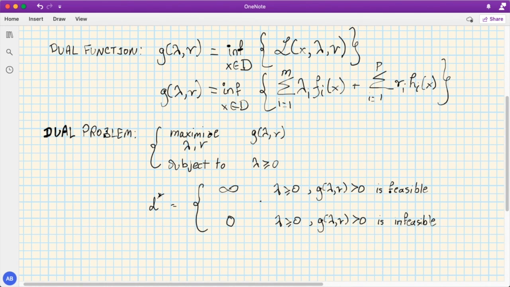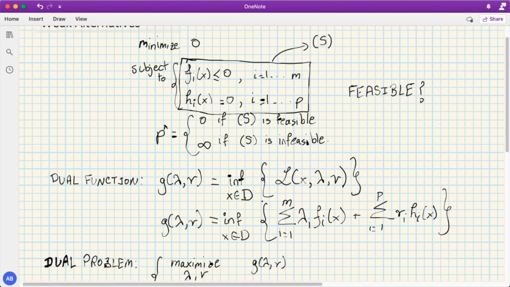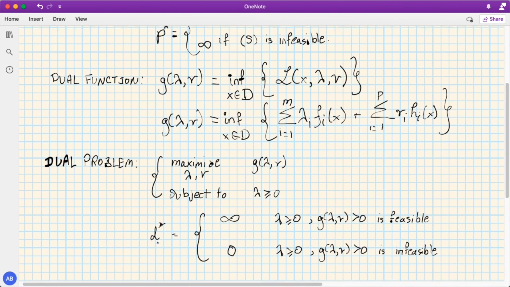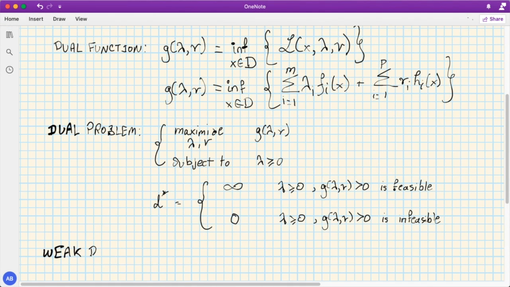Here we just quantified the optimal value of the dual problem in terms of the positivity of g and lambdas. But how does this relate to the initial question, that is, is S feasible? Or in other words, how does S relate to d star? Well, we can use weak duality. And why weak duality? It's because this problem is not convex, so we can't ensure strong duality. So when I've got weak duality, that is d star is less than p star, we can actually relate the set S with the dual problem.